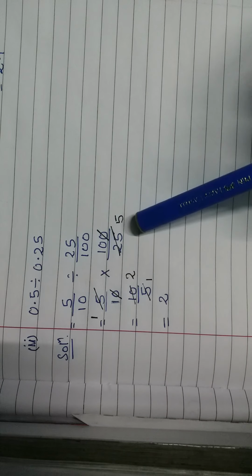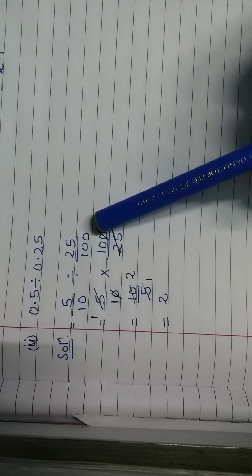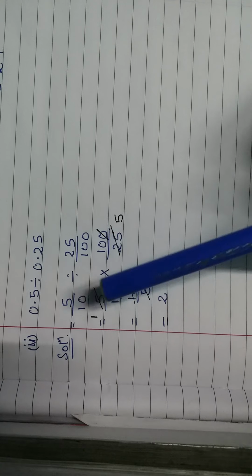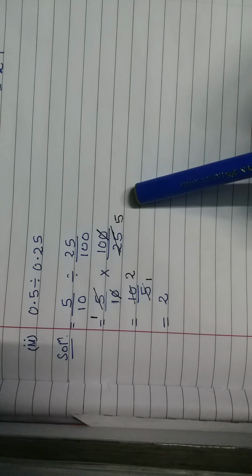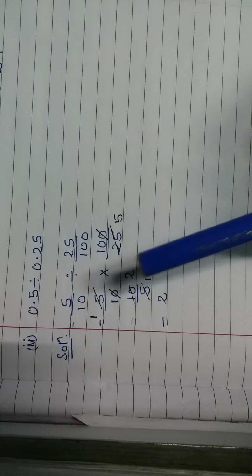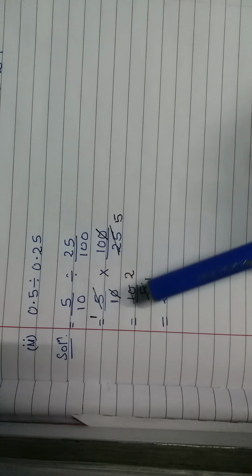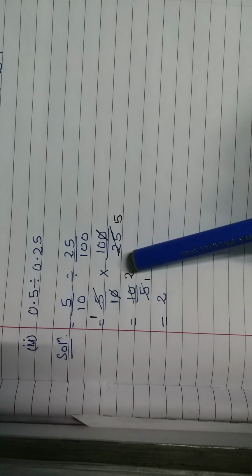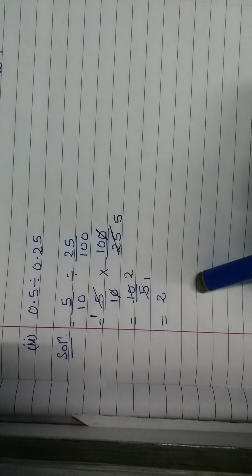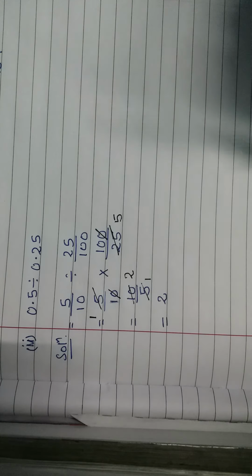So 100 upon 25. 0 will be cancelled by 1 0. Then we have the common factor 5. So 5 ones are 5 and 5 fives are 25. Now we have the product 10 upon 5. Again we have the common factor 5. So 5 ones are 5 and 5 twos are 10. So again the answer is 2. I hope this is clear to all of you. Thank you.